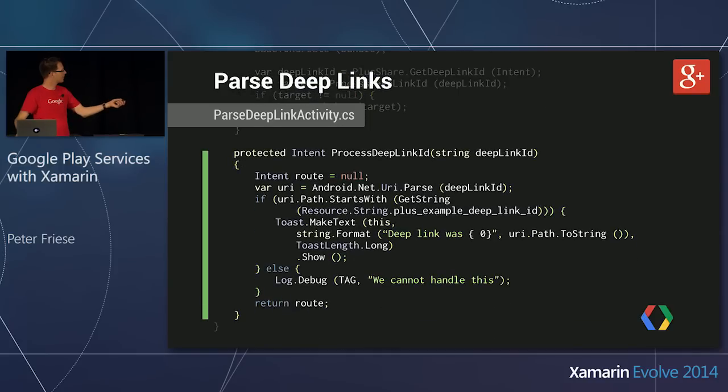And this is how it looks. So you basically take the deep link, you check if it's starting with the deep links that you care about, and then you do something with it. In this example, we're basically showing just a toast.